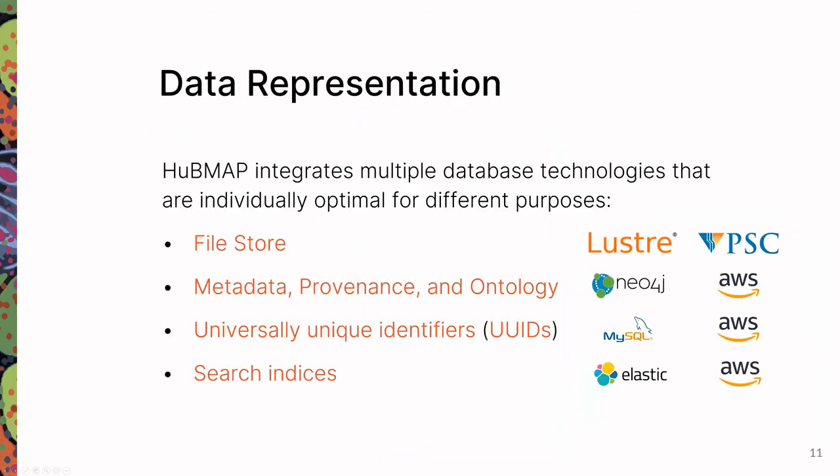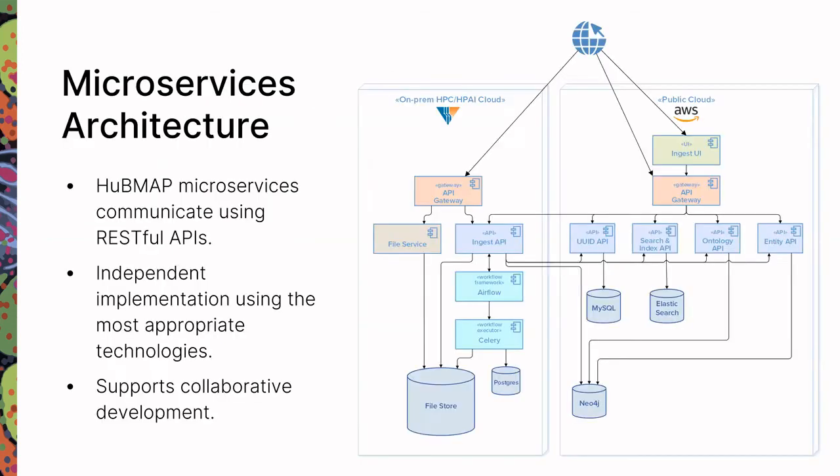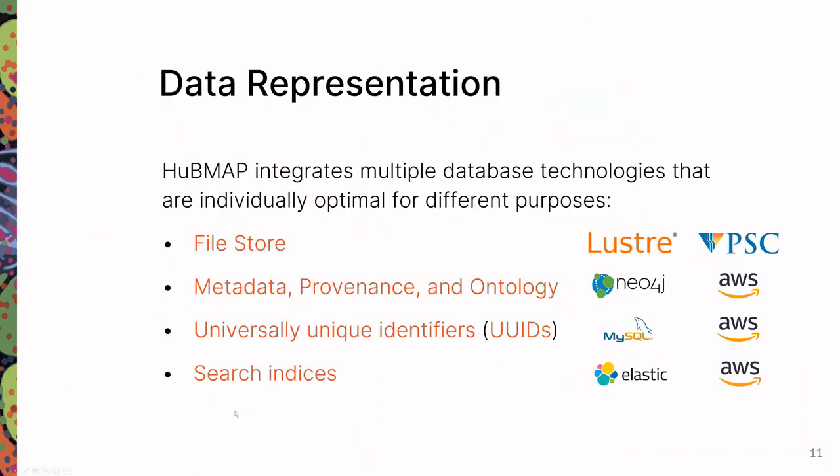The data representation was alluded to in the previous slide. And there are really four pieces I'd like to talk about today. There's the file store, which is actually where all the data lives, the raw data, the processed data, and so on. That's what's actually big. There's, sorry, my mouse is getting away from me. There's all of the metadata, provenance, and ontology.